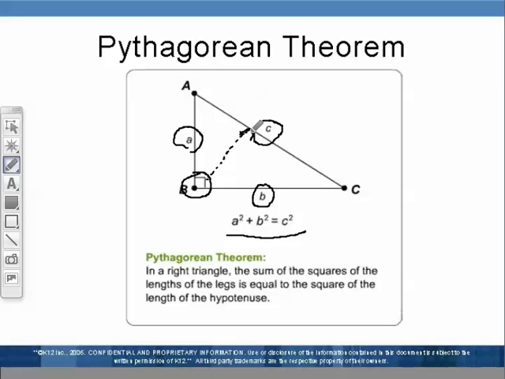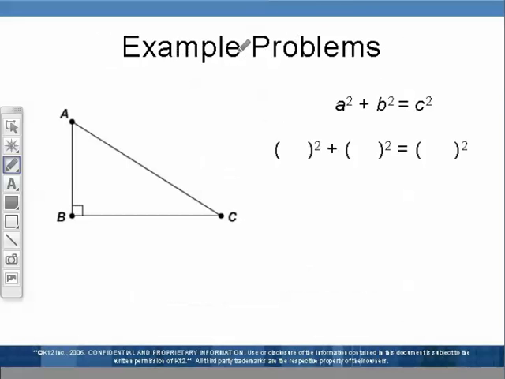So we're looking at finding any one of these missing values using the Pythagorean theorem. How do we find those? Well, if we're given a value over here for side AB, we can simply square that. If we're given a value for side B, or this value right down here, BC, we can simply stick that in and square it. And then that's going to be equal to the third side, AC squared.